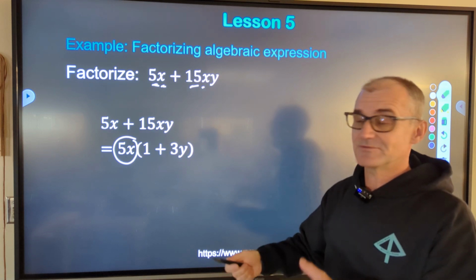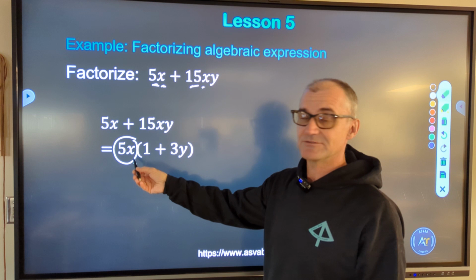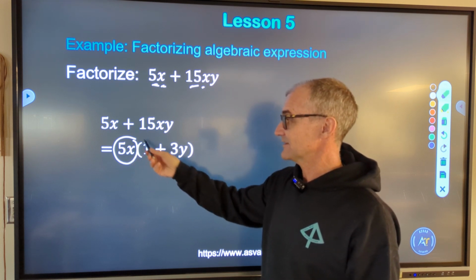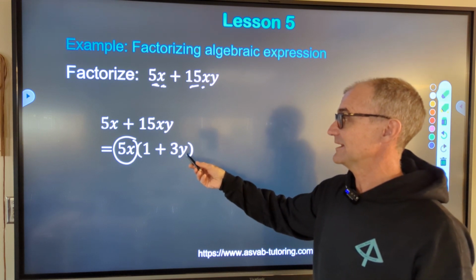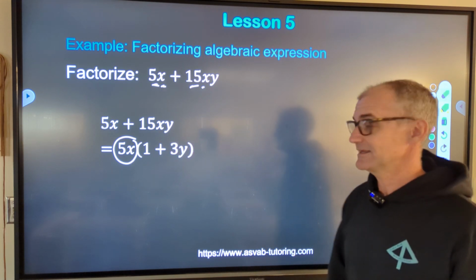The check, or the reverse of factoring out, is distribution. So the check is 5x times 1 is 5x. 5x times 3y is 15xy.